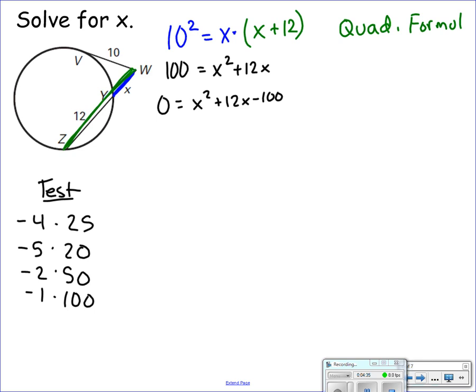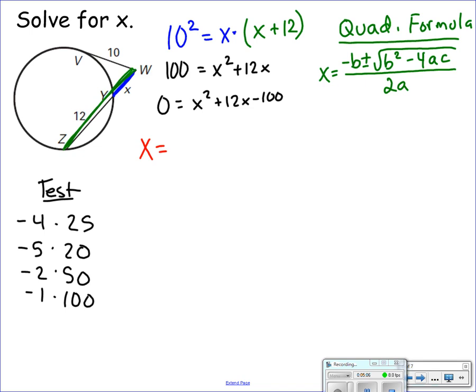If you can't solve by factoring, you do your quadratic formula. So now you guys need to know this. x equals opposite of b plus or minus the square root of b squared minus 4ac, all over 2a, where a, b, and c are the coefficients in front of the x squared, the x, and the constant term.